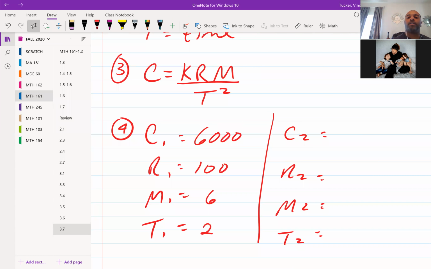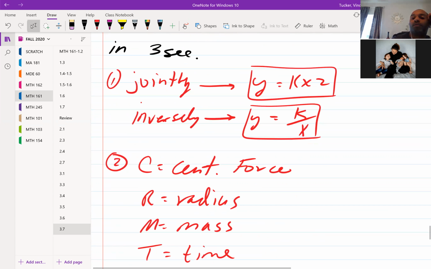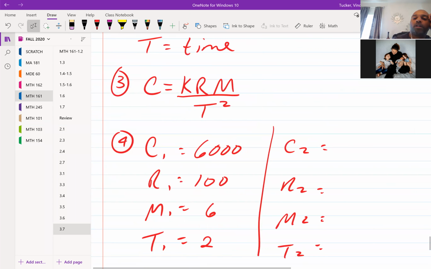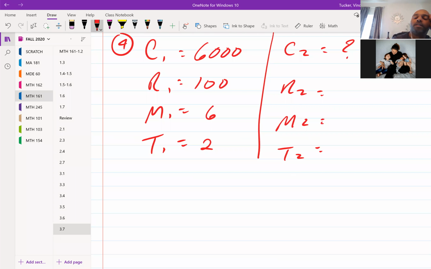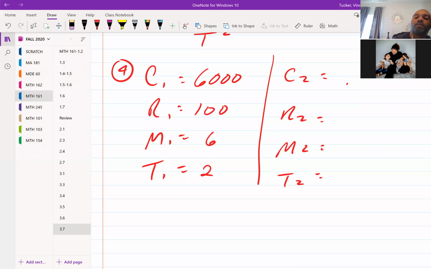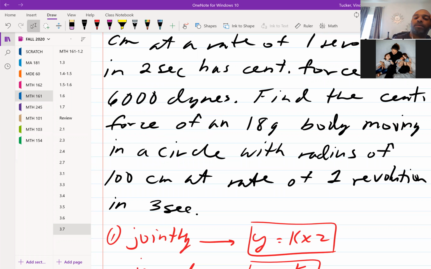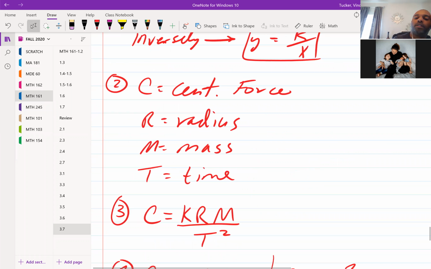Okay. So now looking at the second set of information, it is going to have one missing piece. Find the centrifugal force. So we already know that our second C is what's missing. That's what we need to find out. And so we need our radius, mass, and time. So our mass is 18 grams. Radius is 100 again, and our time is 3 seconds.